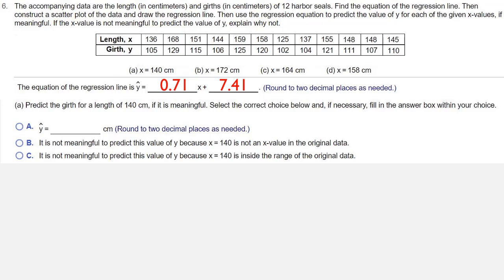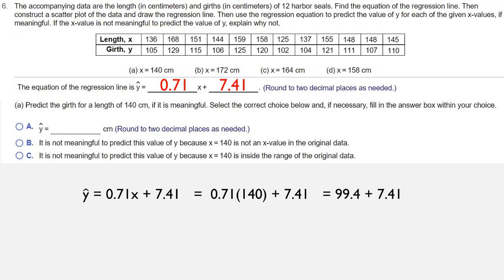So the value we're given here is 140. That falls within the correct range. And so we're going to go ahead and insert it into this new equation that we just built. Y equals 0.71x plus 7.41. We replace the x with 140. And when we multiply, we get 99.4 plus 7.41, which when we add those together, we get 106.81. And that is choice A, and we fill in 106.81 centimeters.